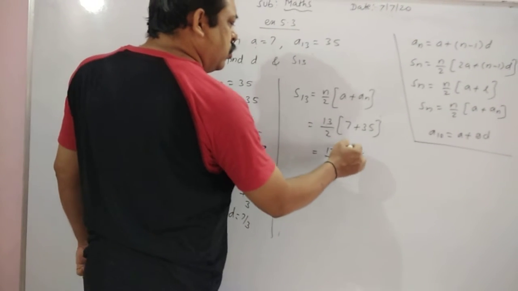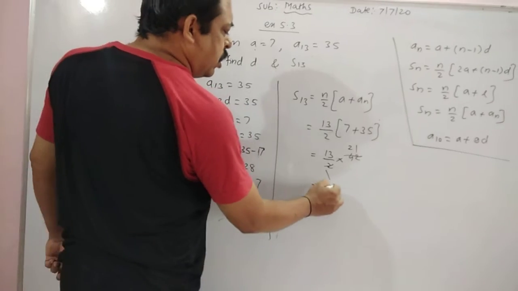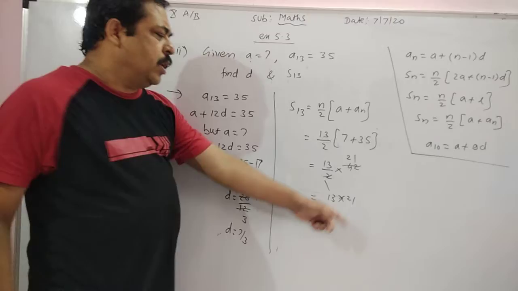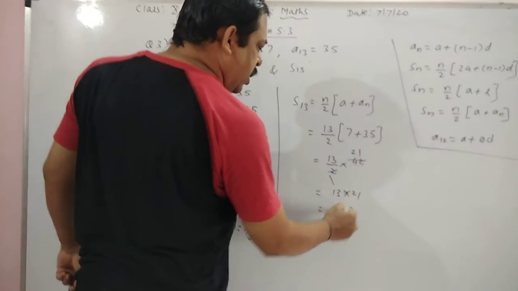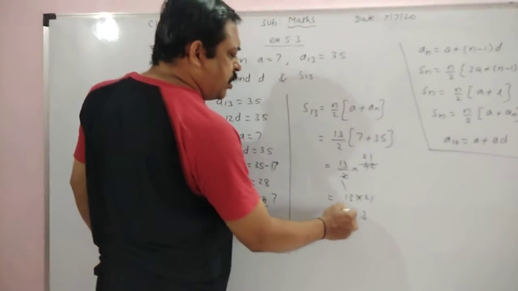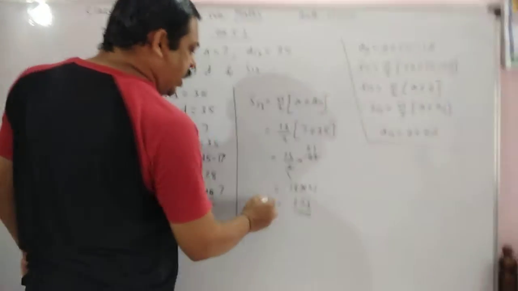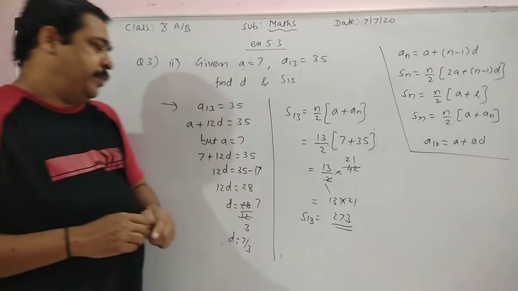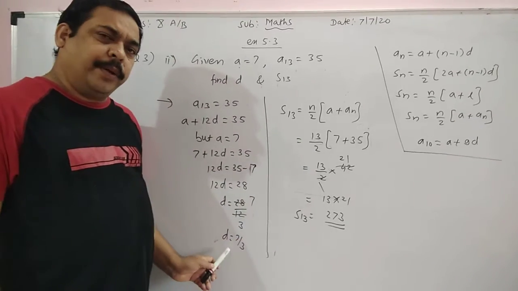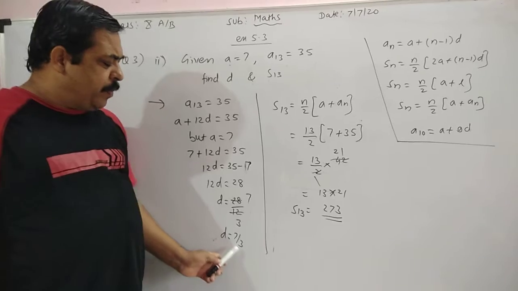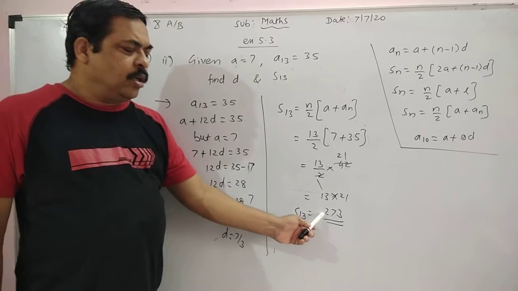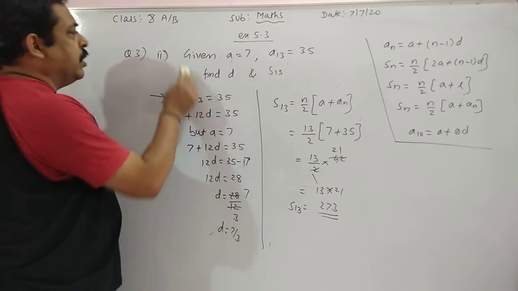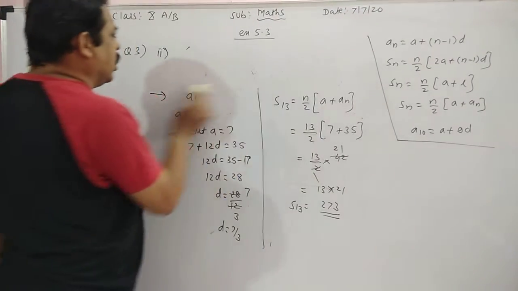2 ones are 2, 2 twos are 21. 13 into 21. Now multiply by 13. 13 ones are 13, 3 carry 1. 13 twos are 26 plus 1. 273 is the value of S13. First we find the common difference D, that we obtain as 7 by 3, and then S13 we obtain as 273. Now we consider the next problem. Question number 3.